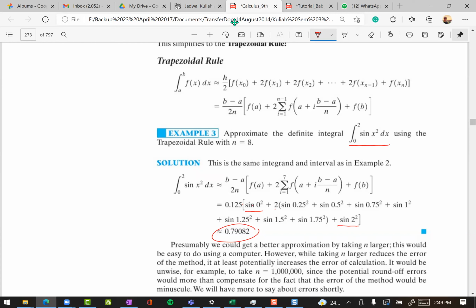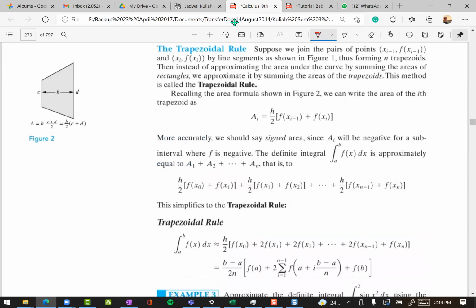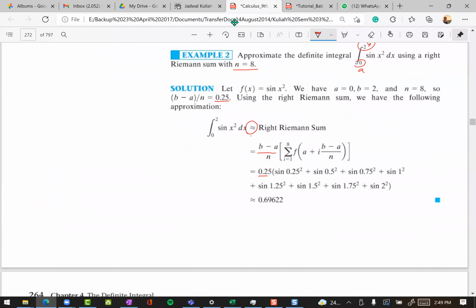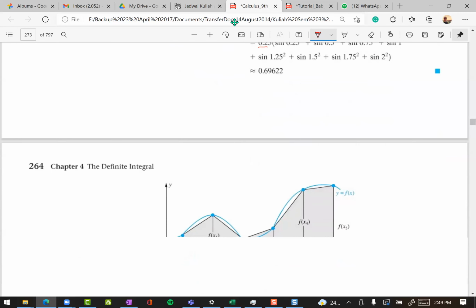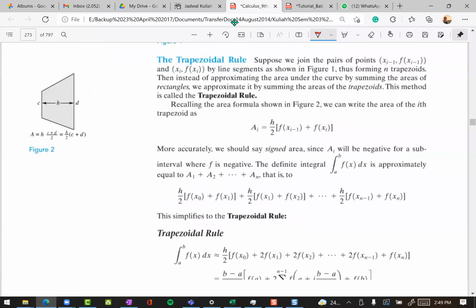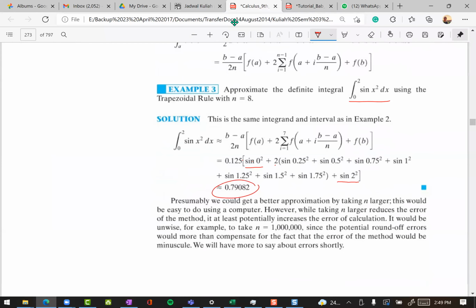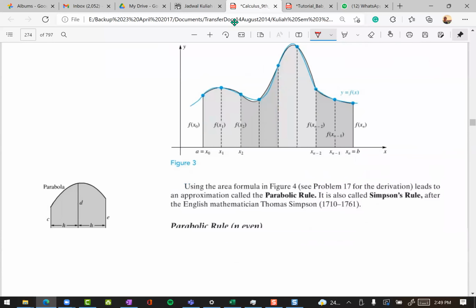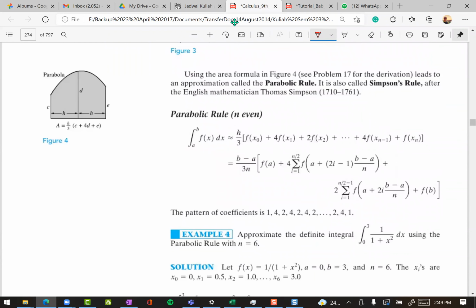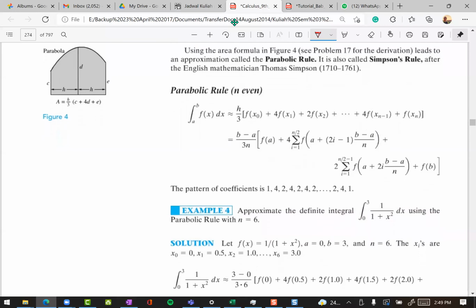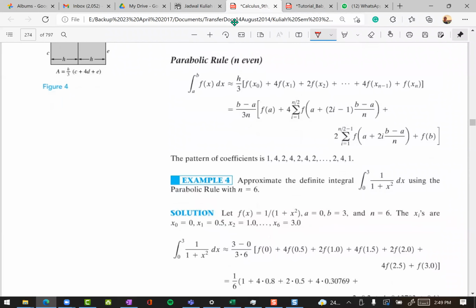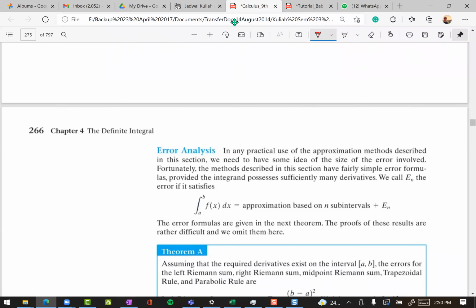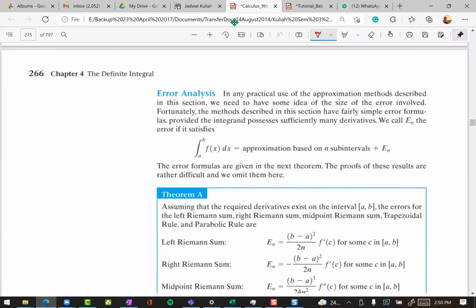You see this number, 0.79, it's almost 0.8. Here, 0.69. But we believe this is more exact, this is more precise. If you plug that into the parabolic rule, let's see, where is that thing?